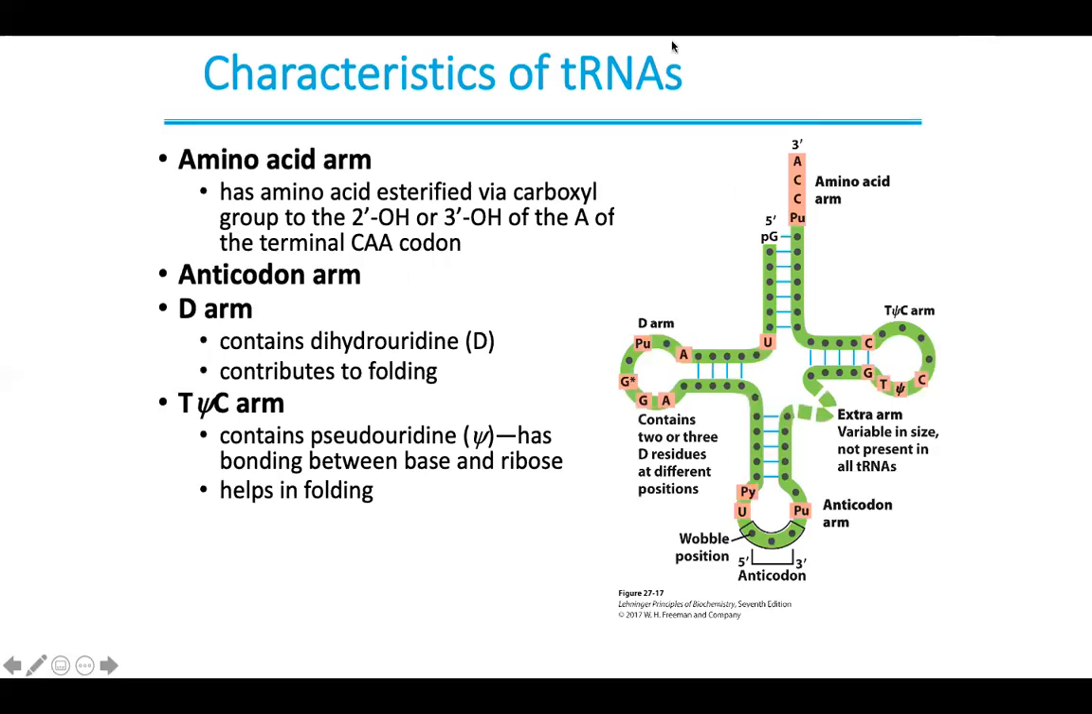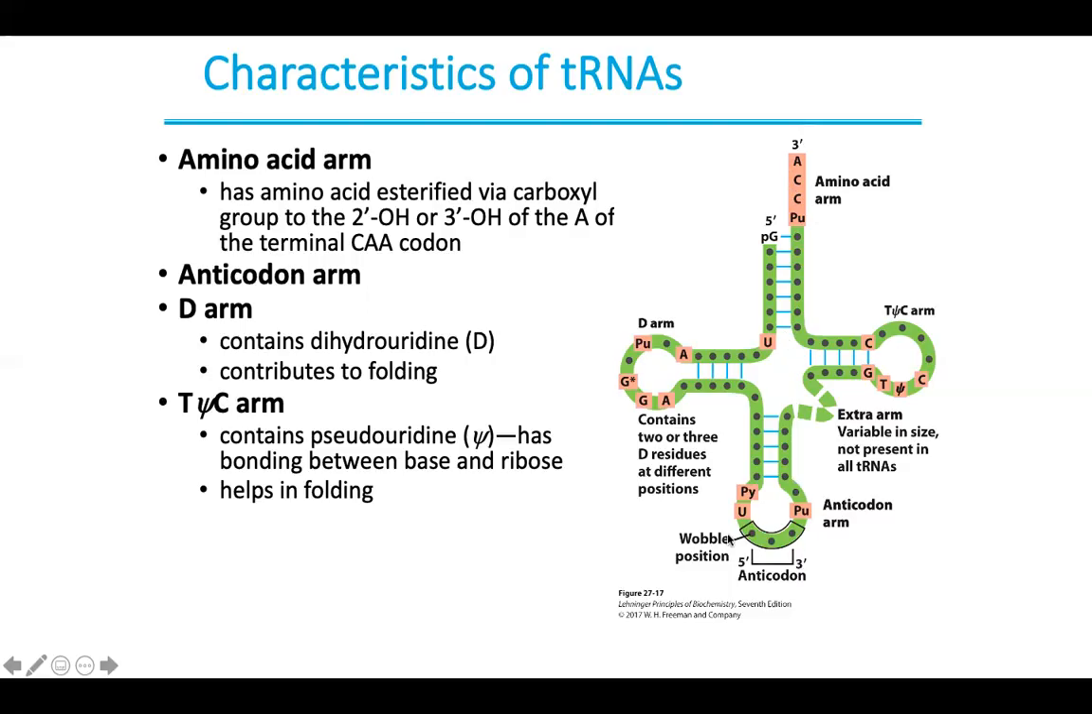So this is the structure of the tRNA. It has an amino acid arm, an anticodon arm, a D arm, and then the TψC arm. The amino acid arm consists of the CCA end. It has the amino acid esterified via a carboxyl group to the 2' or the 3' hydroxyl of the A, or the adenine, of the terminal CCA, wherein your amino acid is bound.